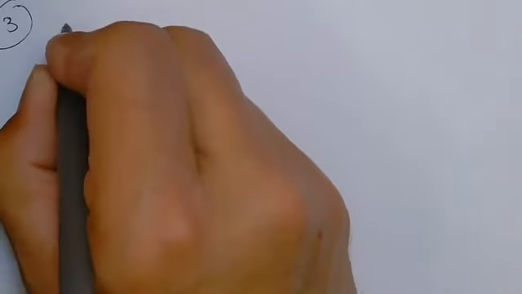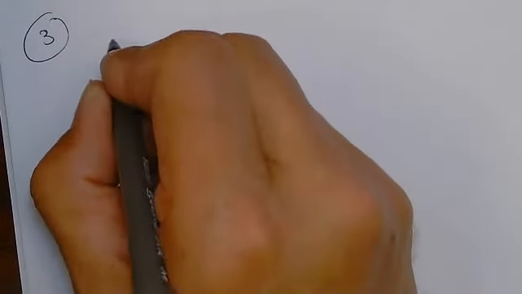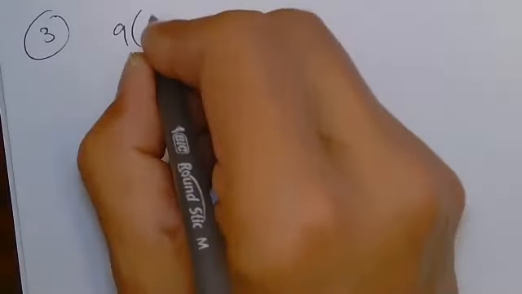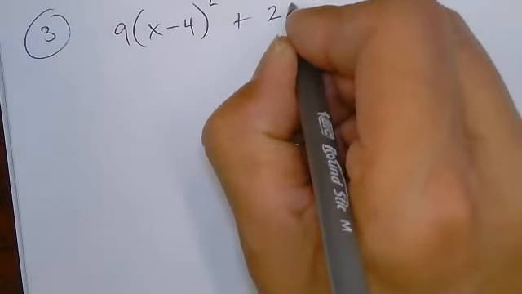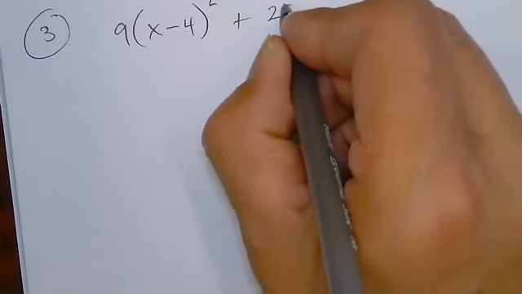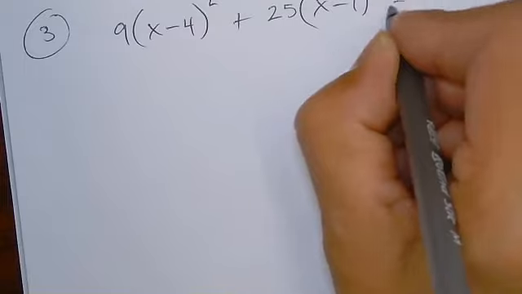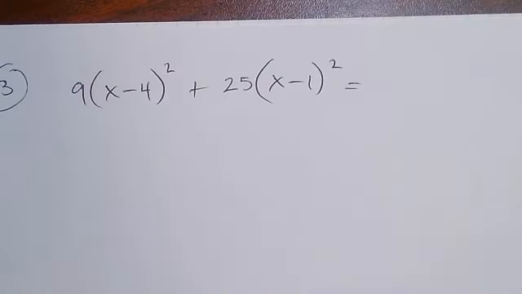Number 3. 9 times x minus 4 squared plus 25 times x minus 1 squared equals.